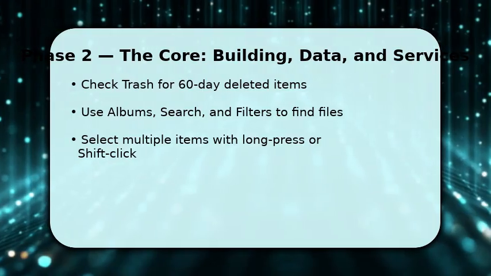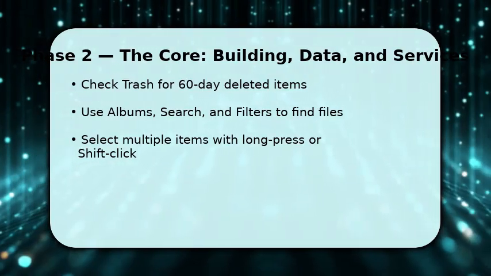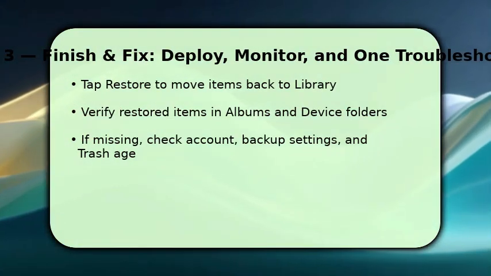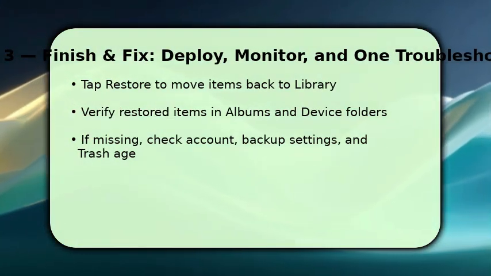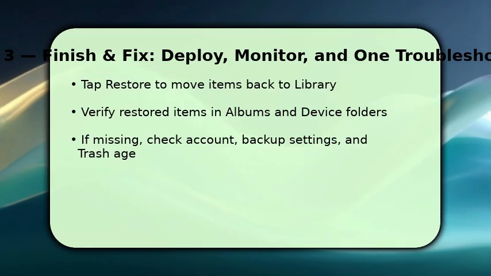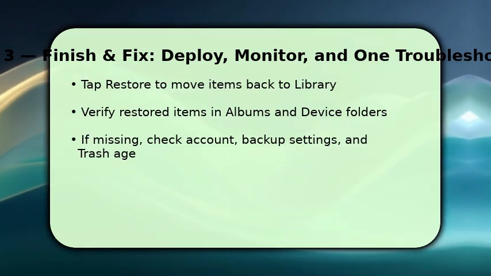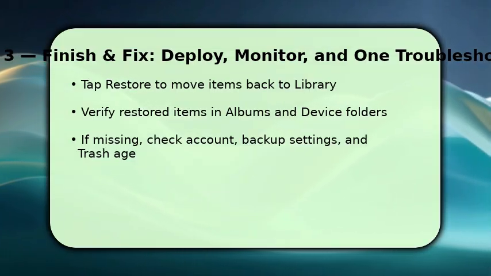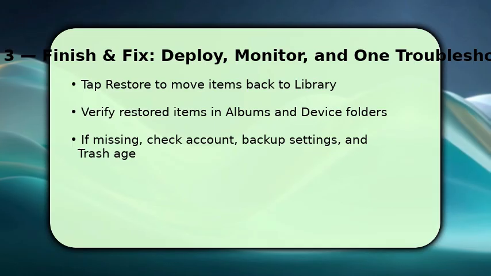If you need originals, verify they were backed up in original quality before proceeding. Finish by tapping Restore. Google moves items back to your library and into any albums they belong to, and on mobile it can also place them back on device storage. After restoring, verify thumbnails and open a few files to confirm full resolution retrieval.